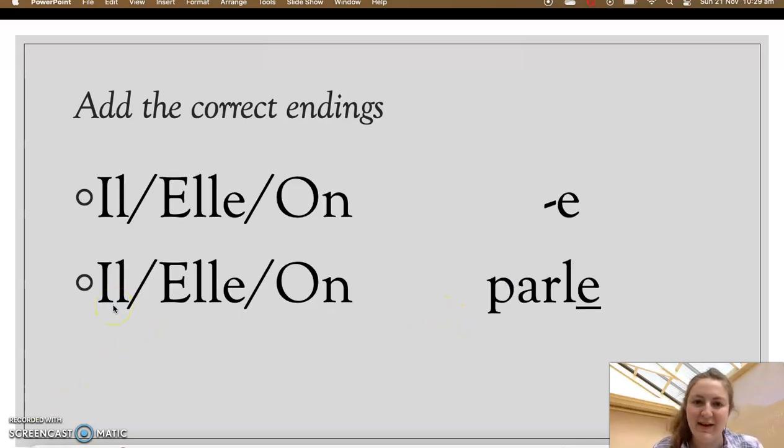Next, we're going to figure out how to use ER verbs with the il, elle and on form. So with il, elle and on, we just add an E. It's the same as the je form. So it will be il parle, elle parle, or on parle, where we just have an E on the end.